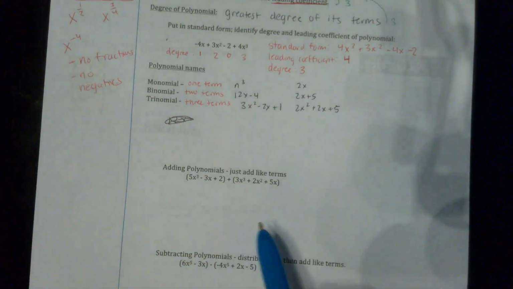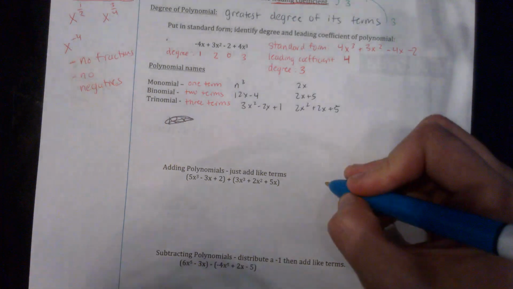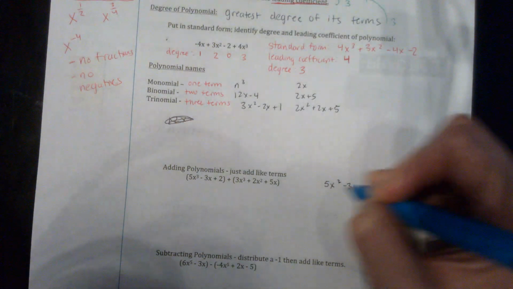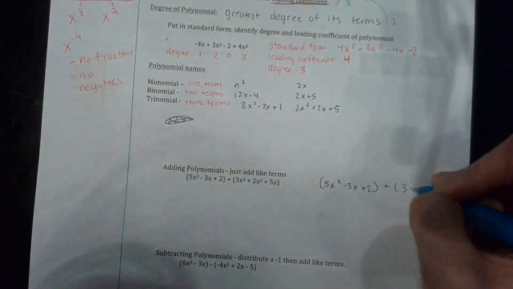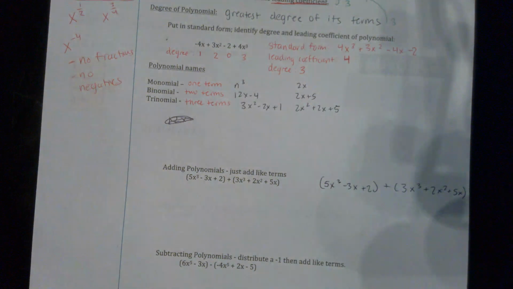Okay, so adding polynomials, we just need to add like terms. So there's 2 ways to do it. One, we could draw lines, and the other one, we could cross out what we've already done. So I'm going to write this problem twice, and you can just decide which method you like best. Okay, so the first one we're going to do, we're just going to cross out.